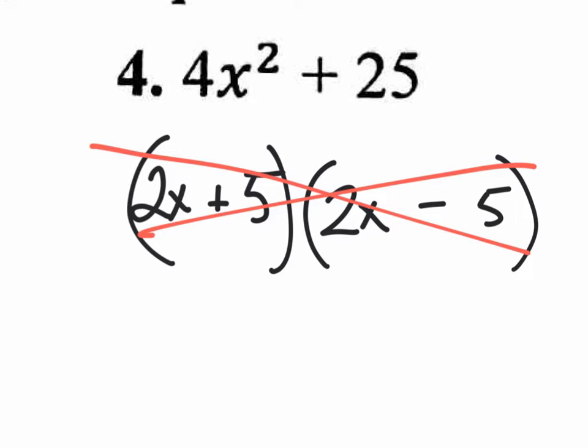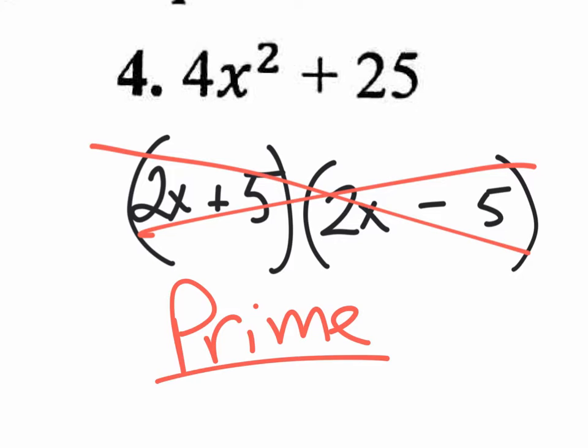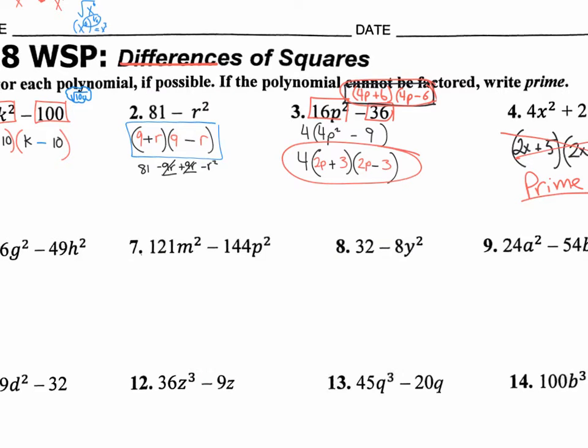So this is just not factorable. You can't pull out a GCF. You can't pull out an X. You can't even do the shortcut because it's not the difference of two squares. So what do we say? We say not factorable, but on the back of this worksheet it says prime, which is the same thing. It means not factorable. And if we just went back to the instructions, it says factor if possible. If the polynomial cannot be factored, write down prime. So that's what happened on number 4.